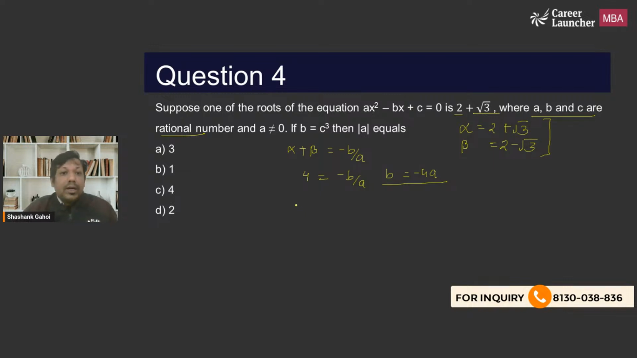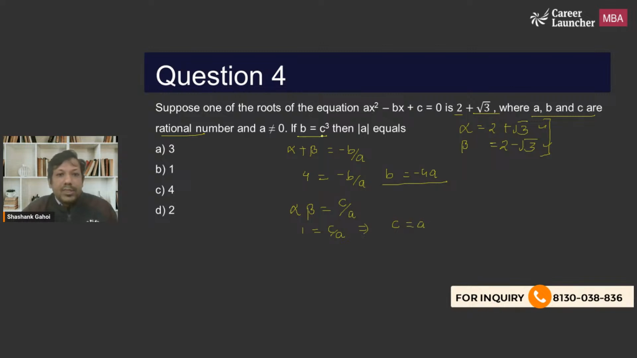Now I'm talking about the product of roots, that is alpha into beta. That is c upon a. Now if I multiply, this is in the format of a plus b, this is in the format of a minus b. So the product of roots is going to be a square minus b square. That comes out to be 2 square minus root 3 square, which comes out to be 1. So from here I am going to say that C is equal to A.